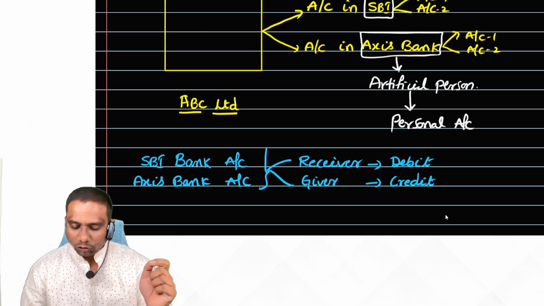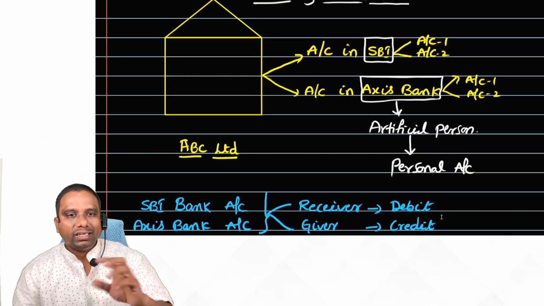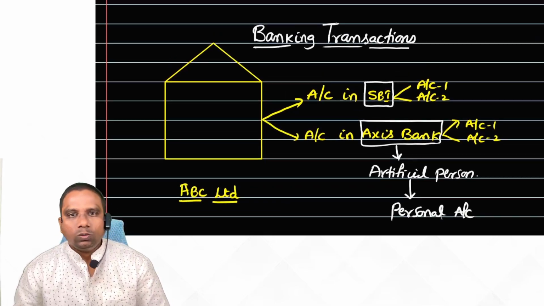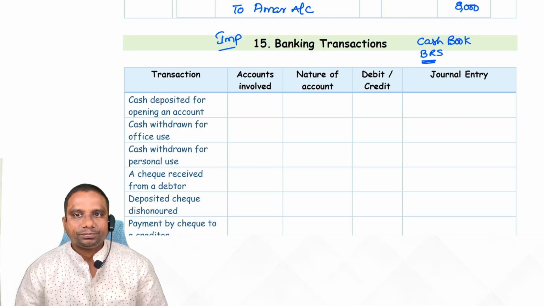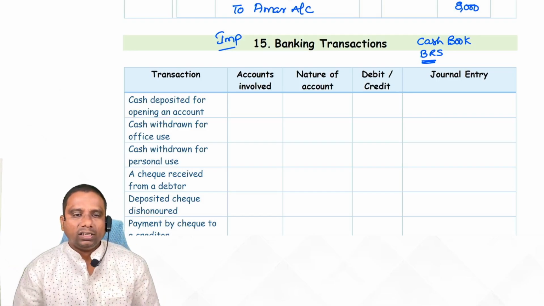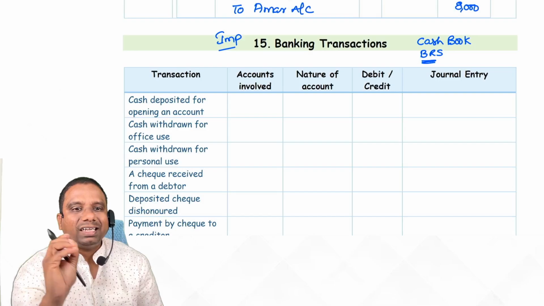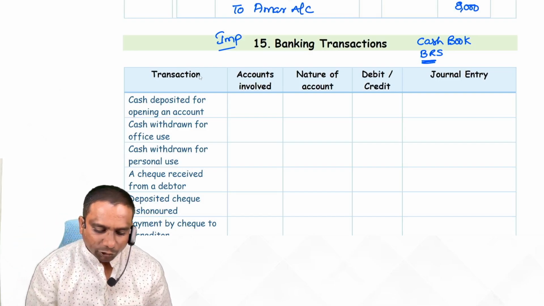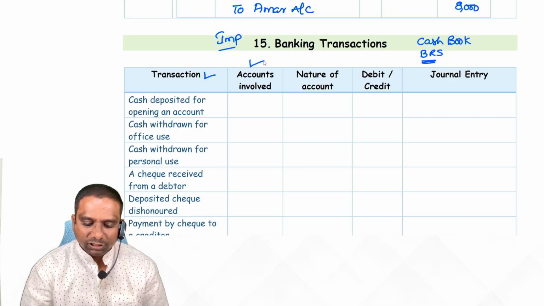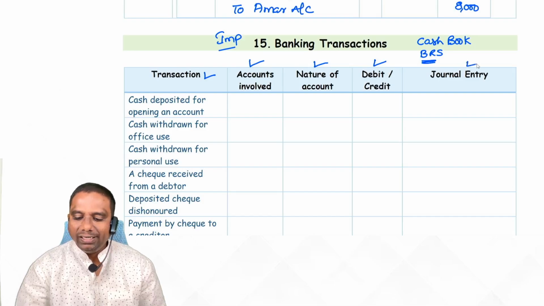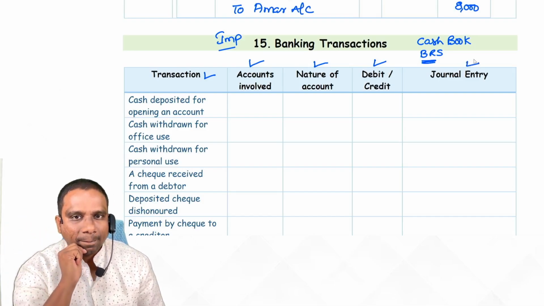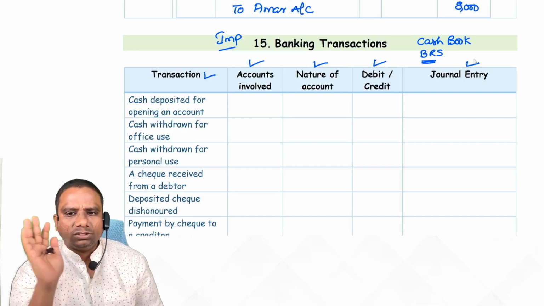Is it clear, students? Okay. So I hope you are writing the running notes. If you want, you can pause the video and copy it. Come to the banking transactions. First one. See here I have given the analysis and the space left is for writing the content. Look at the first one: transaction, accounts involved, nature of account, whether the account is debit or credit. Now the entry also we discuss here itself, so that we need not do separate problems.